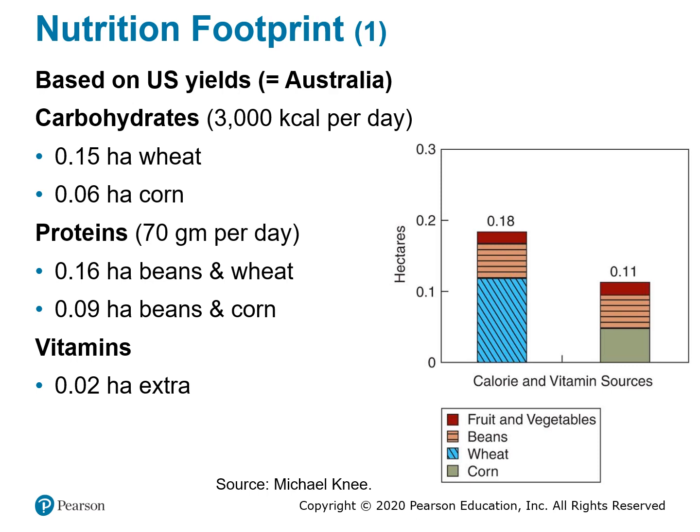That means we would need 0.16 hectares of a beans and wheat diet, or 0.09 hectares of a beans and corn diet. Boring diet though. In addition, fruits and vegetables to get minerals and vitamins would be another 0.2 hectares. So the totals are illustrated in this basic diagram.